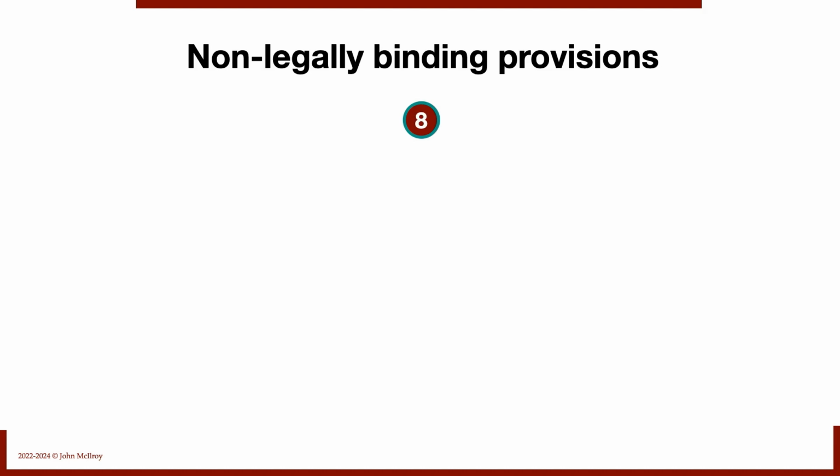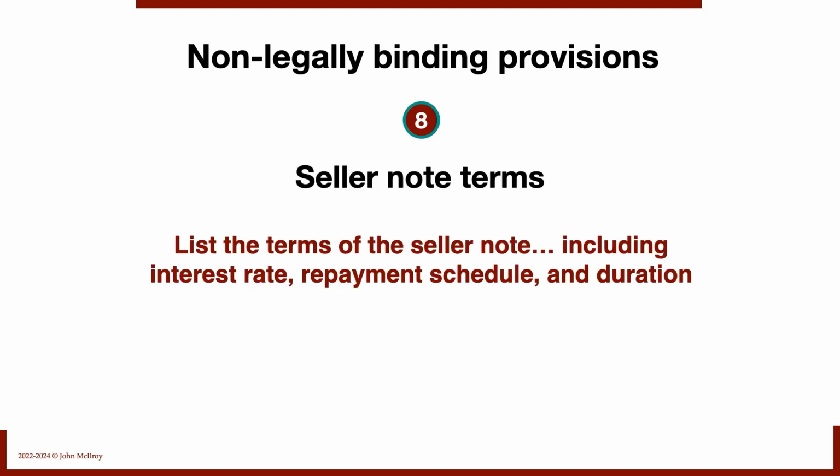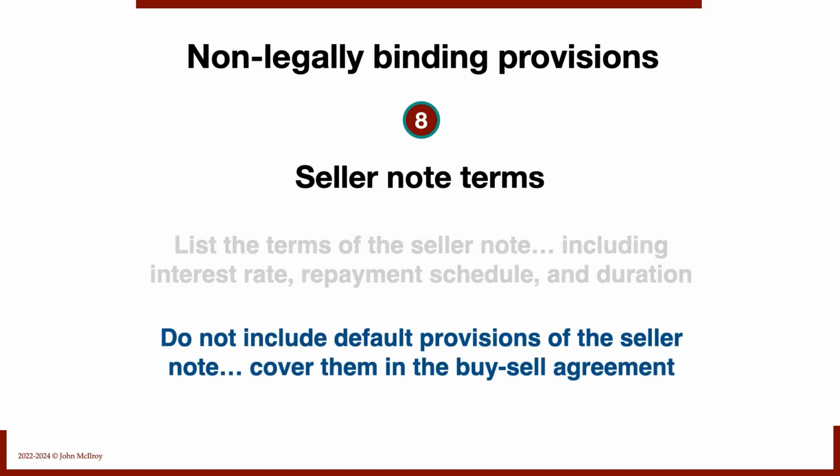Number 8, the seller note terms. Make sure you list the terms of the seller note, including interest rate, repayment schedule, and duration. I don't typically include default provisions of the seller note in the letter of intent. I wait and cover them in more detail in the buy-sell agreement.